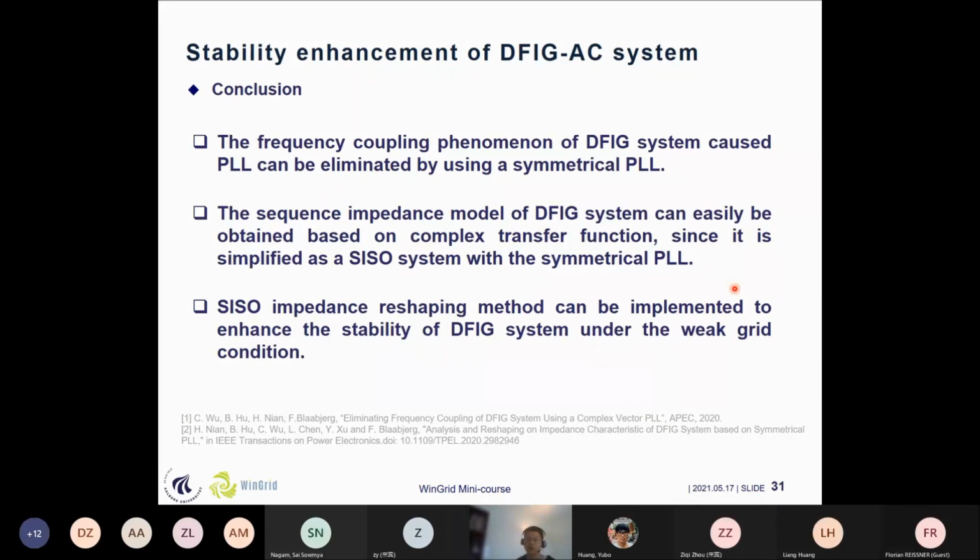Okay, so the conclusion of this part is, first, the frequency coupling phenomenon of the DFIG-DSC system caused by the PLL can be eliminated by using a symmetric PLL. Then, the sequence impedance model of the DFIG-DSC system can easily be obtained based on the complex transfer function, since it is a simplified single-input, single-output system with a symmetric PLL. And last, the seesaw impedance reshaping method can be implemented to enhance the stability of the DFIG-DSC system under weak grid conditions. And I think if you want to find more details about these methods, you are referred to read these two papers. I think they have a very detailed formulation and writing of these two different kinds of methods.